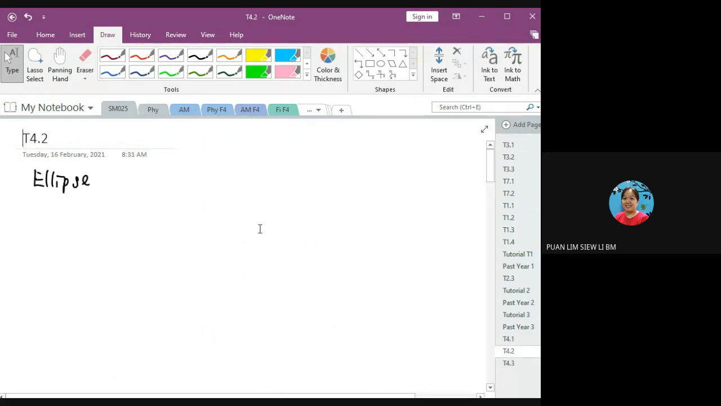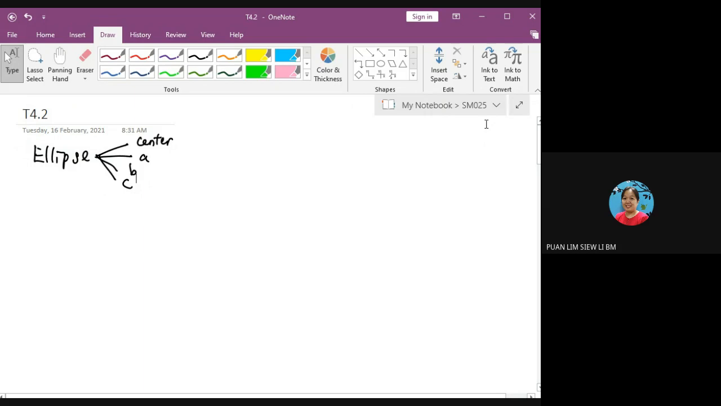So for ellipse, apakah yang paling penting dalam ellipse? Iaitu you kena tahu apakah center untuk ellipse. So apakah A, apakah B, dan apakah C. So they have three constants here. You have to find out what's the A value, B value, and C value. So that will be your keyword. So untuk ellipse, what's the formula of the ellipse?